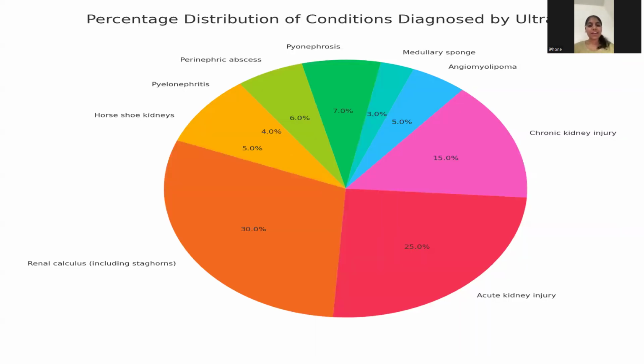Here we have summed up all the renal pathologies, and note that on ultrasound we are able to diagnose almost up to 70% of the pathologies like renal calculi, acute kidney injury, and chronic kidney injury. The remaining 30%, with pyonephrosis being the major one, can be diagnosed on ultrasound but more specifically on CT scan. And the less than 20%, which are horseshoe kidney, pyelonephritis, perinephric abscess, medullary sponge kidneys, and angiomyolipomas, are also diagnosed on ultrasound but more specifically on CT scan.